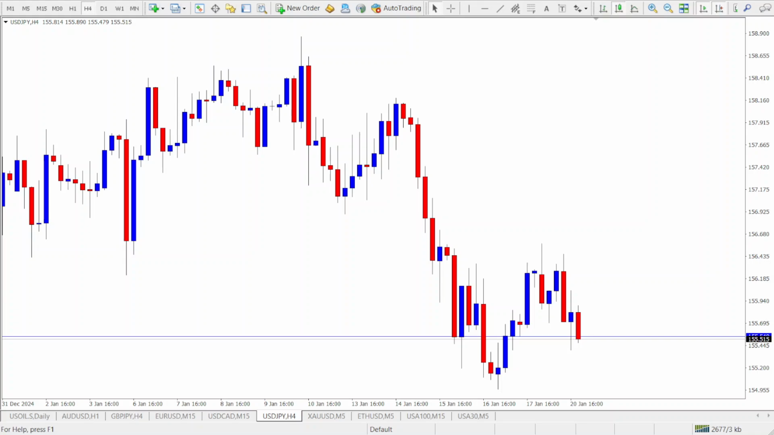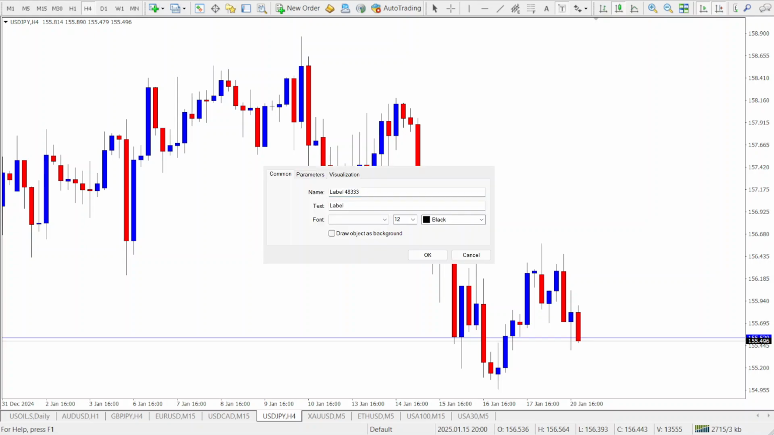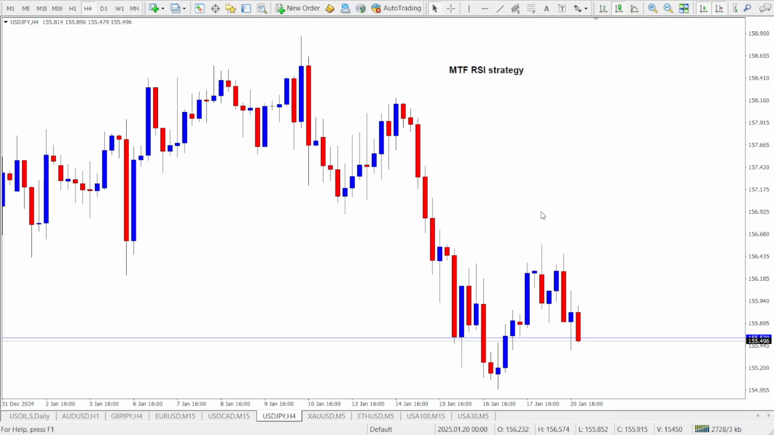In this video, we are going to be unlocking the power of the MTF RSI strategy. This is quite an effective strategy, and you can actually use it to enhance your trade precision using multiple time frames.